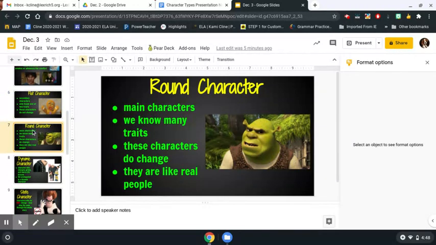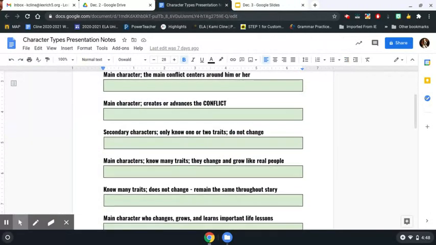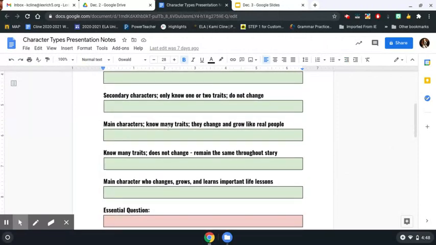The next kind is round character. These are the main characters in a story. We know lots about them. We know what they're thinking, what they're feeling. These characters do change in a story, and they're like real people. So go back into your notes. For main characters, know many traits, I want you to type round character.